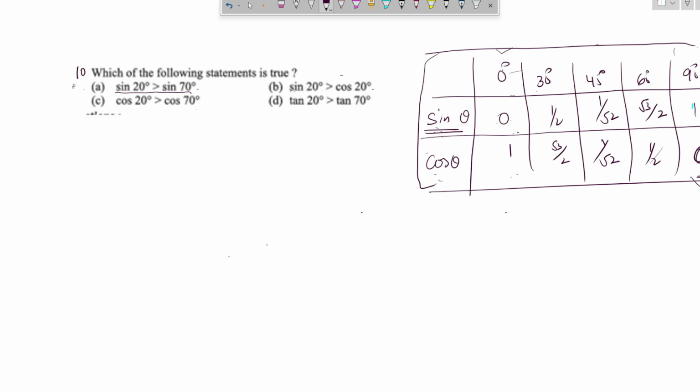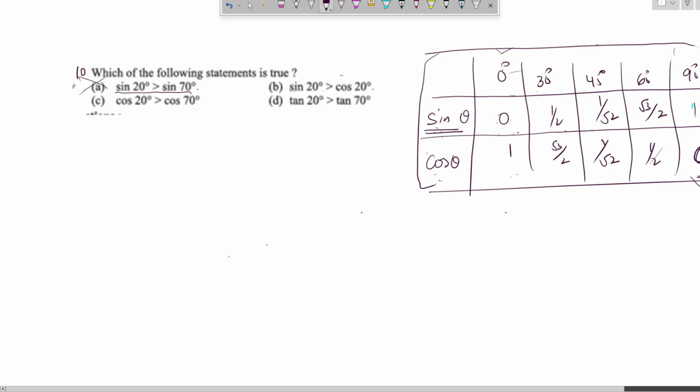Now if you see the table of trigonometric ratios of specific angles, you can say that as the theta value is increased, the sine value is also increased. That means your sine 20 degree should be less than sine 70 degree. So it is given in the reverse, so option A is not possible.